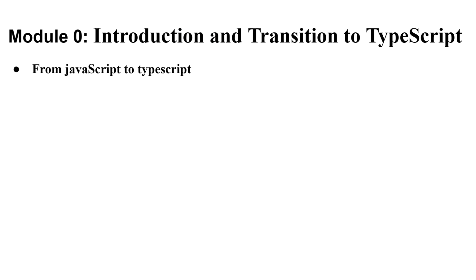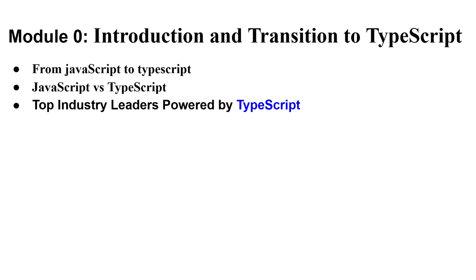In this module, we are going to cover the core transition from JavaScript to TypeScript, and why adding static type safety changes the way you write code. JavaScript versus TypeScript: how dynamic typing differs from static typing, with side-by-side explanations like function parameters and signatures. Top industry leaders are powered by TypeScript. TypeScript is used by the top industry leaders such as Google, Microsoft, and others.